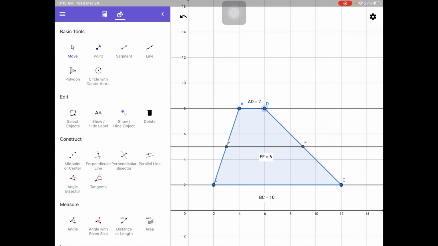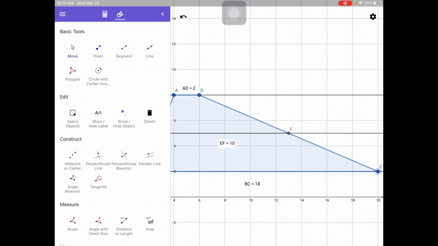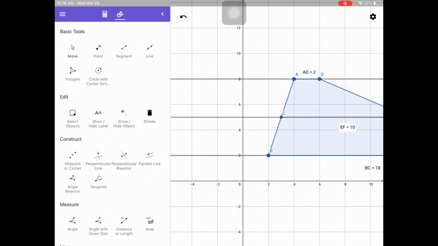Yan. Kahit ibahin po natin, tapos sobrang lakihan natin yung nasa baba. Ganun pa din po. Because 18 plus 2 is 20. 20 times 1/2 is 10. Di ba po? Yung ating mid-segment or tama po yung ating formula na median is equal to 1/2 times the two bases. The sum of the two bases.